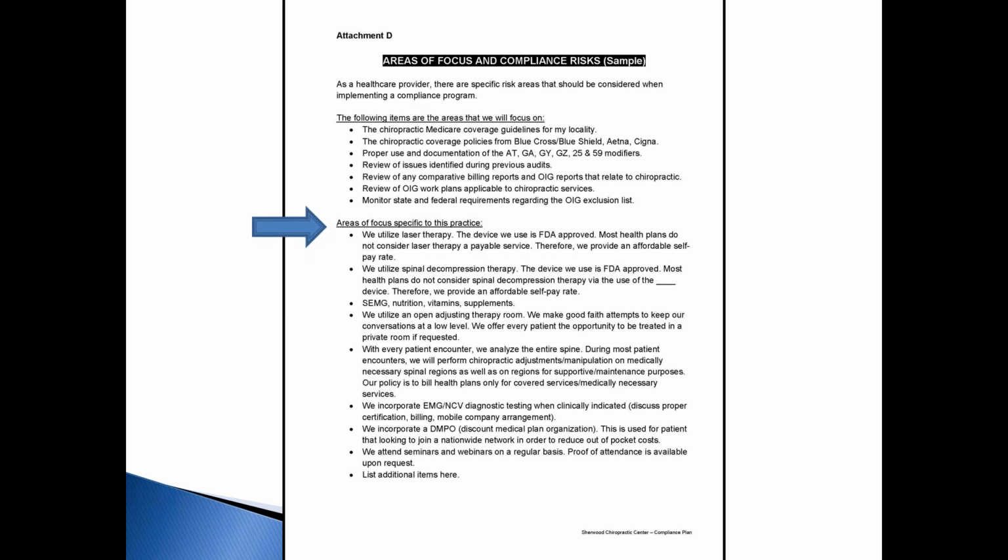And the other thing that is very important as part of a compliance manual is going through areas of risks and areas that you focus on. For example, if you have an open adjusting room, you want to have a policy on it. So, it says something like here, we utilize an open adjusting therapy room. We make good faith attempts to keep our conversations at a low level. We offer every patient the opportunity to be treated in a private room if requested. That is given to the patient.